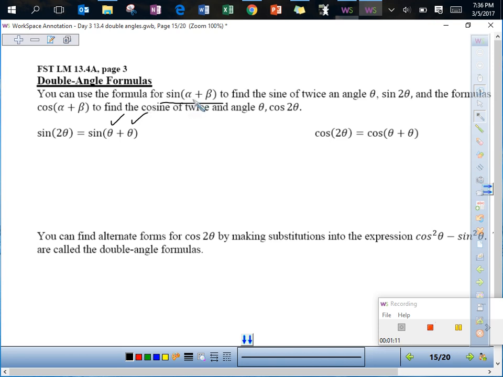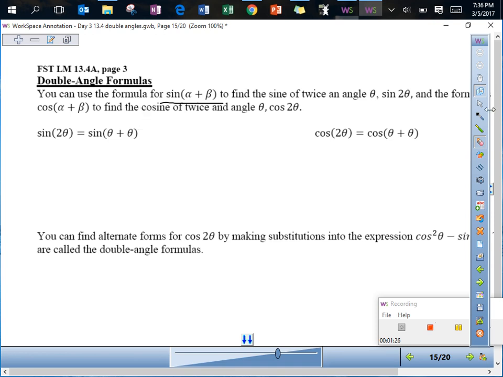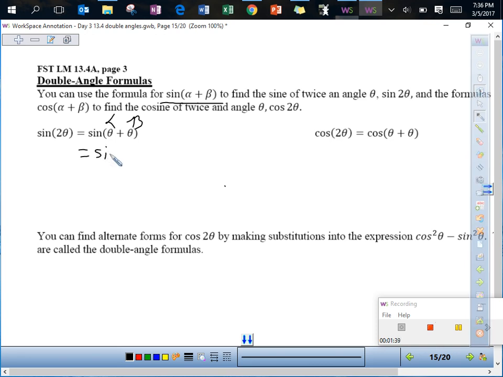If you would, look back at your note card for your sine. I'm going to rewrite sine of 2 theta as sine of theta plus theta. Now I'm going to apply the material on your note card that we did last class, where this now becomes my alpha, this becomes my beta. So when I do that, sine of 2 theta becomes sine of theta times cosine of theta plus cosine of theta, sine of theta. I just applied the formula that we used last class.